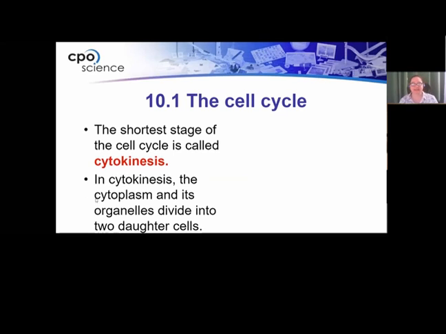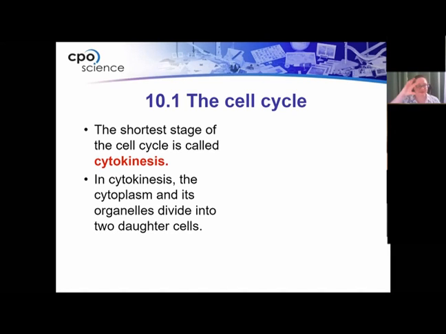Okay, so it's telling us that the shortest stage of the cell cycle is cytokinesis. In cytokinesis, the cytoplasm and its organelles divide into 2 daughter cells. If I recall from yesterday, I mentioned a chicken egg, where the yolk is the nucleus and the egg whites are the stuff the yolk is floating around in. The egg whites are kind of like the cytoplasm. So in cytokinesis, the cytoplasm and the organelles divide into 2 daughter cells.